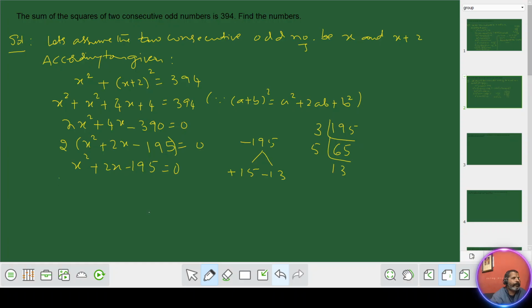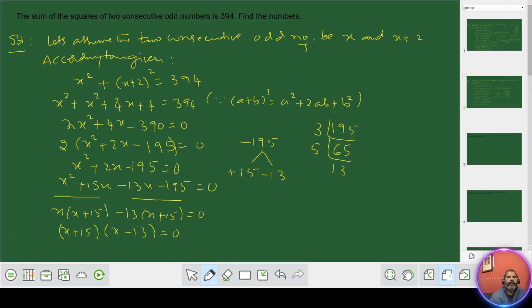x square plus 15x minus 13x minus 195 equal to 0. Take the common here. x of x plus 15 minus 13 of x plus 15. Make sure you get the similar terms in the bracket. Otherwise it is incorrect answer.